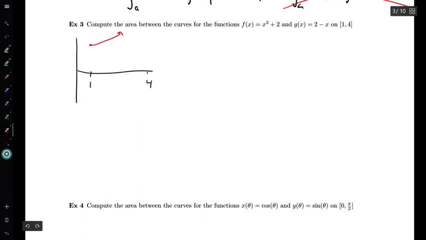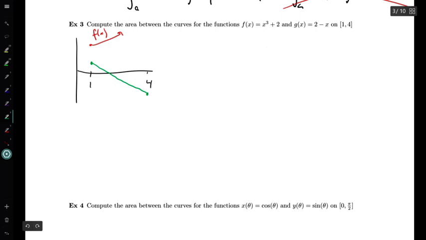Then the other function, g of x equals 2 minus x, at the left endpoint, its y value is going to be 2 minus 1, which is 1. So somewhere down there. And it has negative slope, so it's going to decrease. We also know that at the other endpoint, at x equals 4, it's going to have y value minus 2. So somewhere down there. Cool. So I have my two functions drawn here.